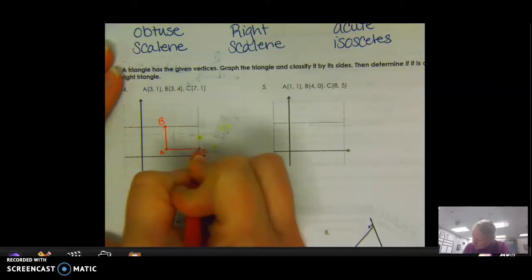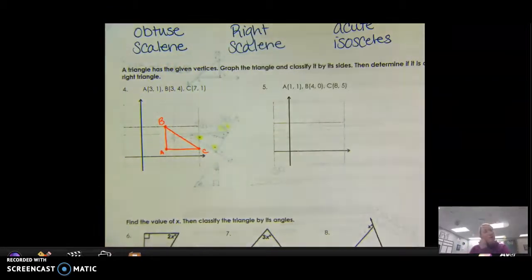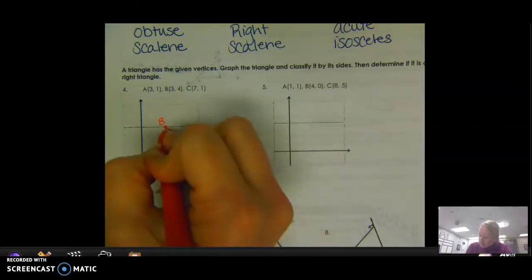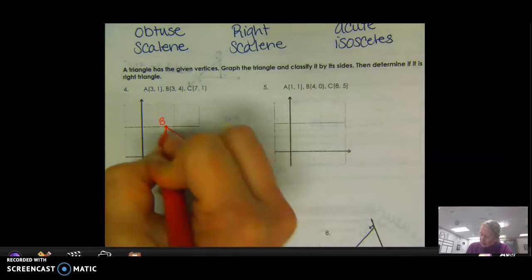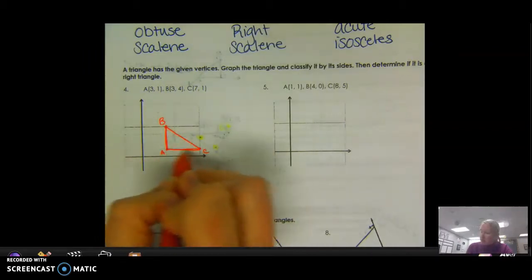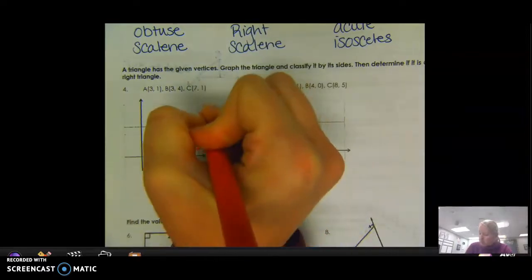Okay. So to do this, this one's a little bit easier. To classify it by its sides, since I'm on a coordinate grid, I actually have to find the distance or the side lengths to see if any of them are equal. They made this a little bit easier on us because I can see that this hits at a 90-degree angle, because this has a slope that is undefined. This has a slope of 0, so they are opposite reciprocal slopes. So this is a right triangle.